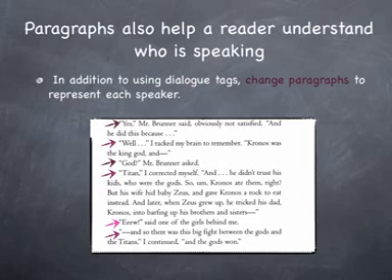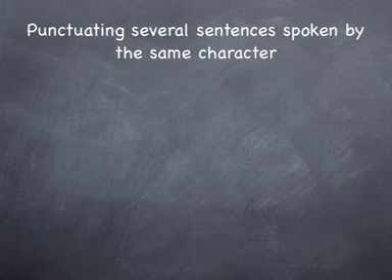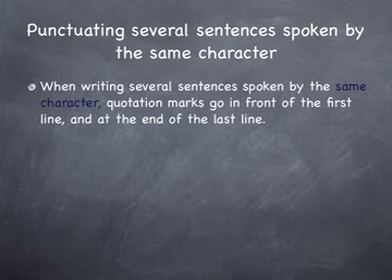Notice that these paragraphs are very different lengths. Sometimes a character might speak for a long time, others, he or she might only say one word. Either way, you would begin a new paragraph if a new person begins talking. Sometimes it can be difficult punctuating several sentences spoken by the same character. When writing several sentences spoken by the same character, quotation marks go in front of the first word and at the end of the last line. This way, you know when the character starts talking and when the character finishes.